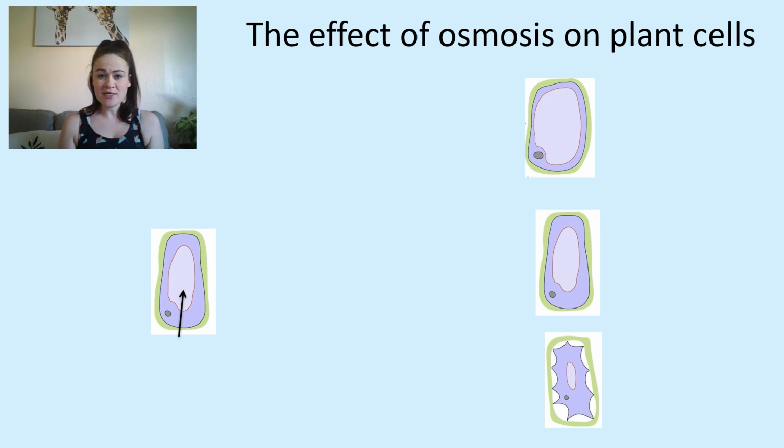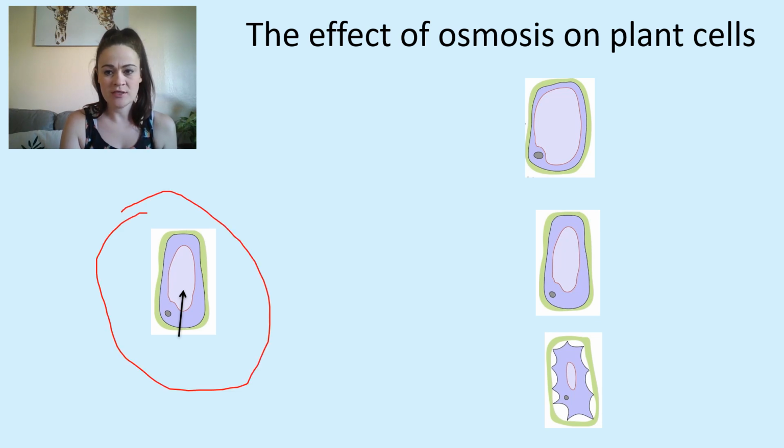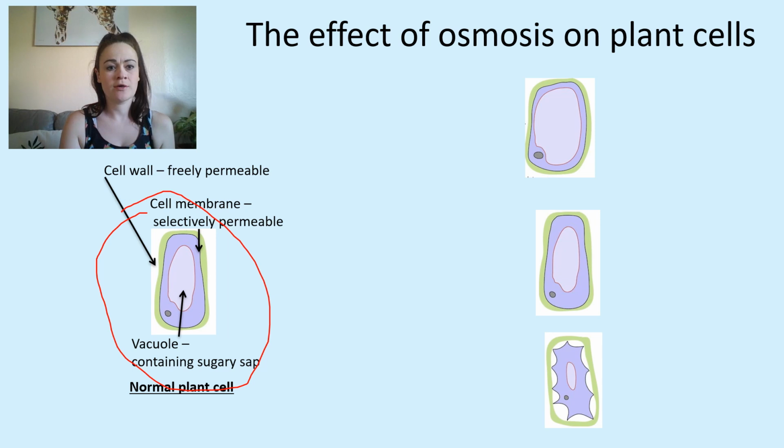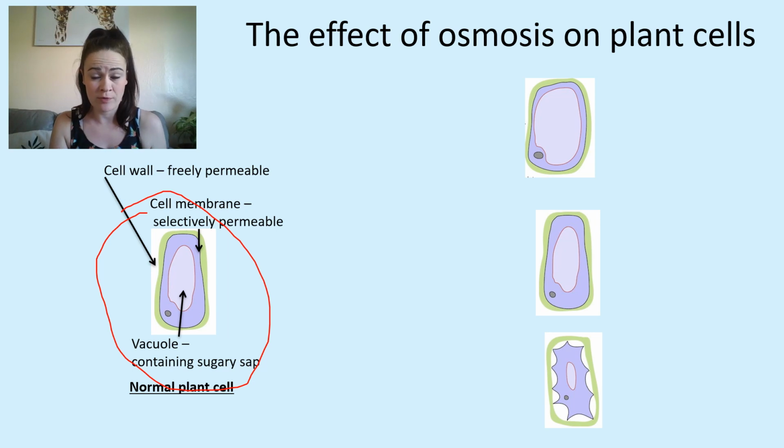So we're going to look at plant cells first of all. What we have here is a normal plant cell. Okay, it's got a vacuole, it's got a cell membrane, and it's got a cell wall. Now remember, the cell wall is freely permeable, meaning that things can go across it, in and out, as much as they like. It's the cell membrane that's selectively permeable. Only some stuff can go across the cell membrane.